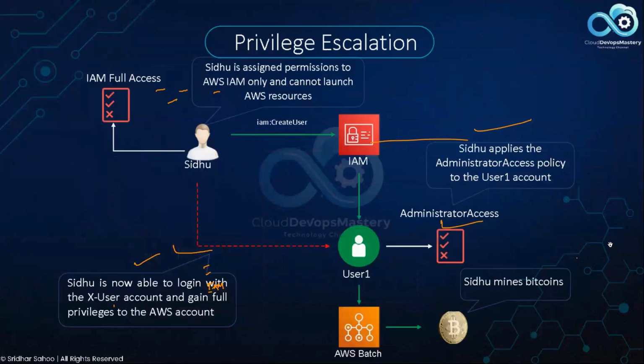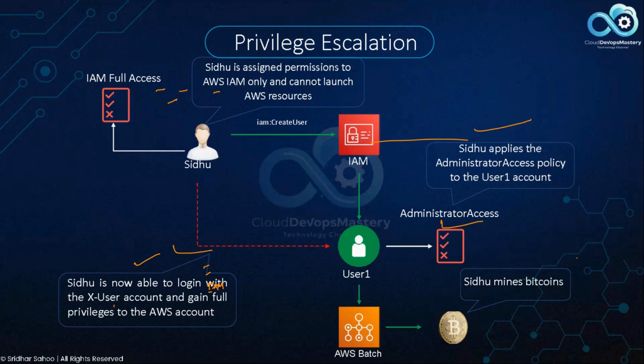Now this is an example of privilege escalation. Sidhu is assigned permission to AWS IAM only and cannot launch AWS resources. Sidhu is given IAM full access, but he is unable to launch any AWS resource, like creating an S3 bucket, launching an RDS database server, launching EC2 machines, or writing Lambda functions.